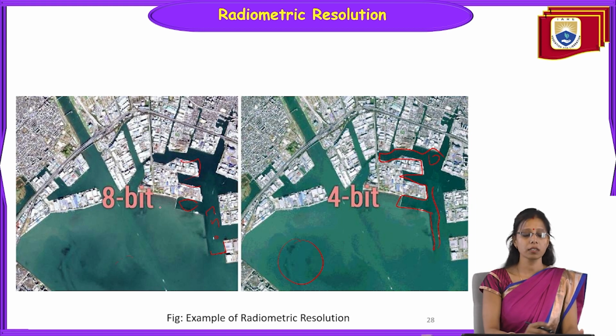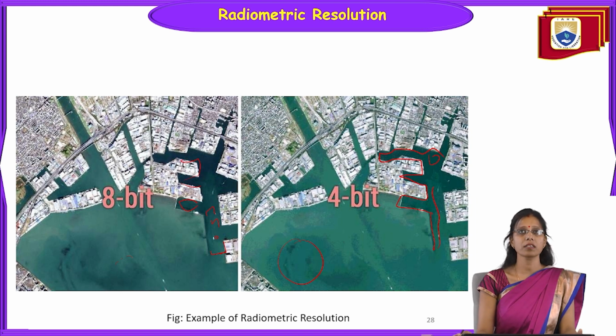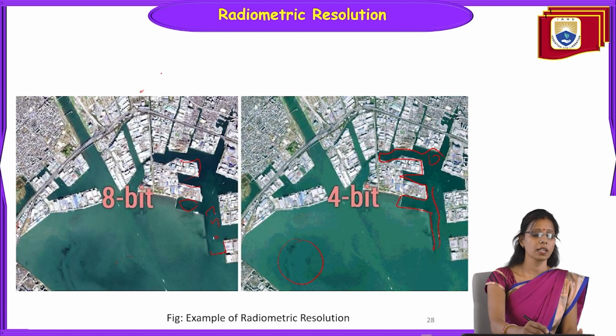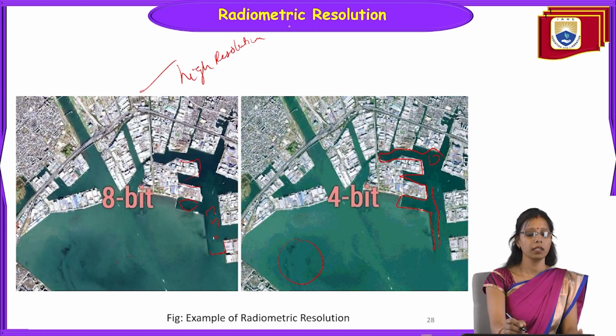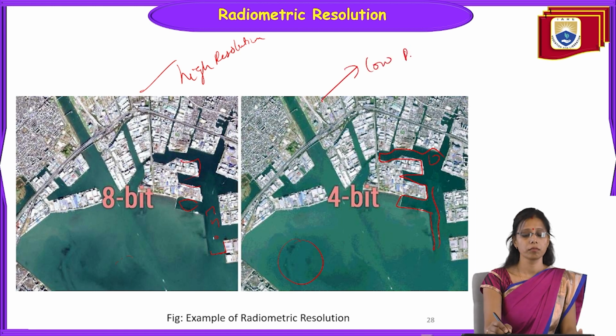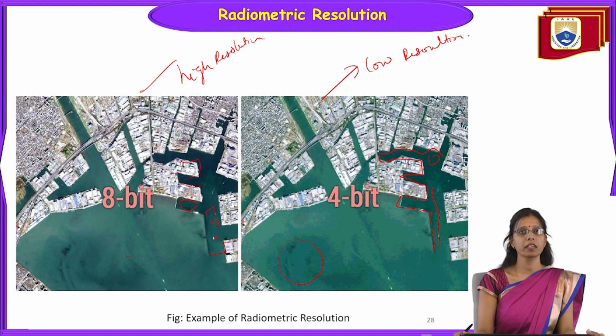So based on this bit depth, if you see this portion also, it is discriminating more here, right? So this is how we are able to discriminate or differentiate the features if the radiometric resolution is higher. So this is high resolution, and this is low. The resolution should be at least 8-bit so that we are able to discriminate the objects in the satellite images. Otherwise, if it is 2-bit or 4-bit, it's very hard to differentiate the images.